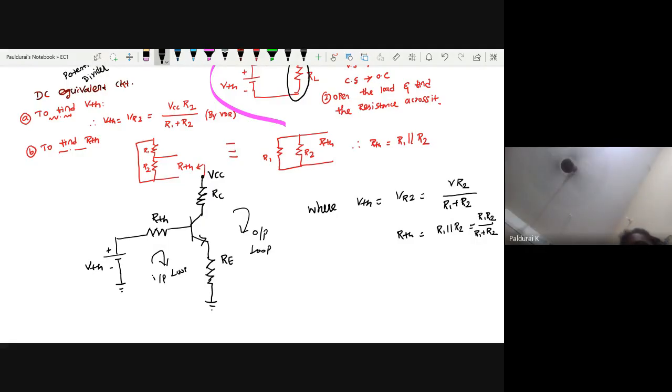Now what is happening here? What is RB? Now RB becomes RTH. But what is RTH? It's a parallel combination of R1, R2. Now RTH, is it very, very greater than RE, or is RTH very, very less than RE?